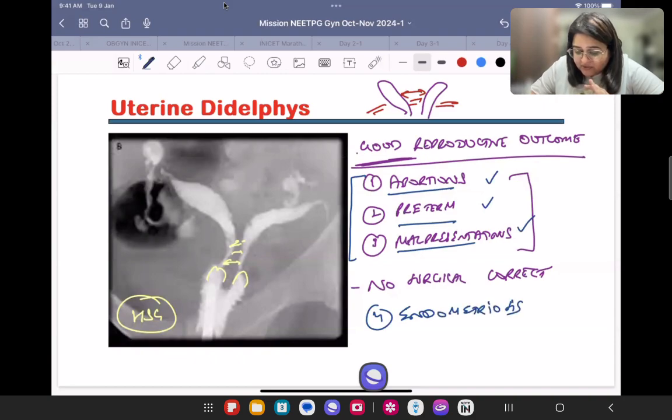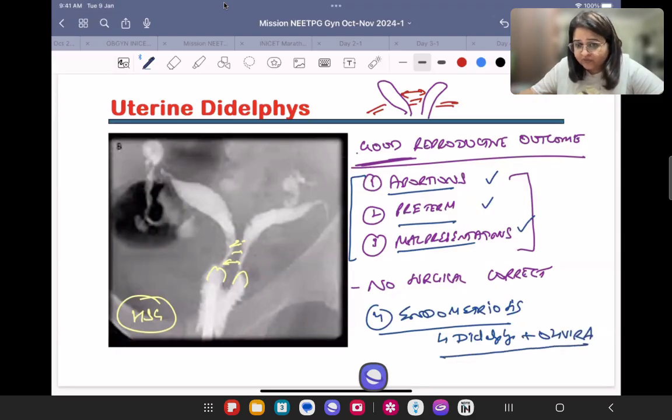Now, endometriosis is usually not seen in didelphys unless it is didelphys with what is called Ovira syndrome, which I will explain to you now. What is didelphys plus Ovira? Okay. The vagina can be 1 or 2. If there is a longitudinal vaginal septum, sometimes with didelphys there is a longitudinal vaginal septum, so she will have 2 vaginas. Sometimes the septum is partial, sometimes it is complete, sometimes there is no septum. So it depends on whether a septum is there. A longitudinal septum, not a transverse septum.